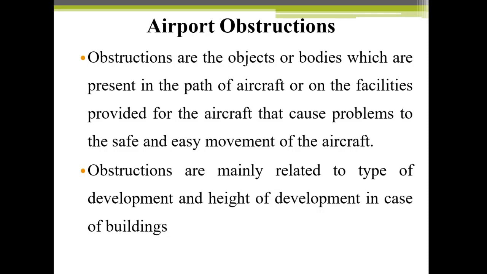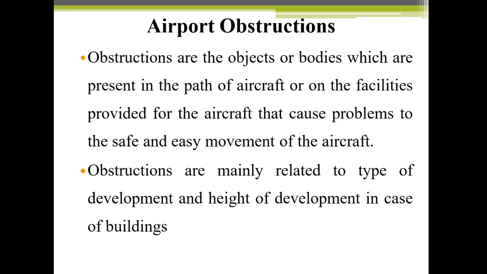Hello everyone. In today's lecture, we will see the new topic, that is airport obstructions. Now we know the meaning of obstructions. Obstruction is nothing but any object or any body or any structure which obstructs the movement of anything. For example, if we have to move from one place to another and there is an obstruction of a big wall in between, then that wall is called an obstruction.